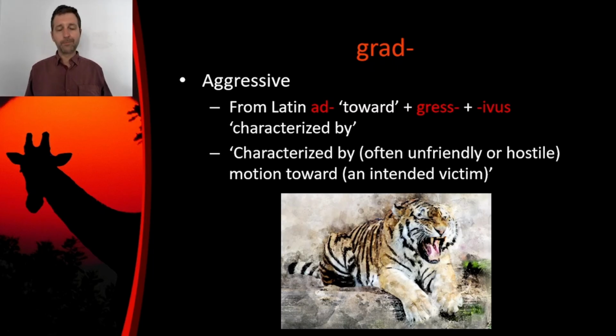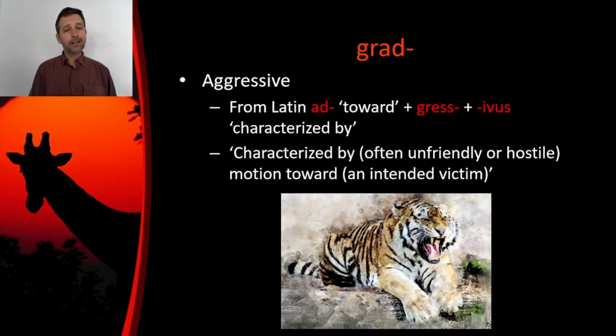Now, of course, characterized by motion toward could just mean anything, like if you're walking towards someone to greet them or say hello. Technically, that's aggressive based on the semantics, but of course, if you speak English, you know quite well that that's not what we mean when we use the word aggressive today. It's usually unfriendly or hostile movement towards somebody, and usually that somebody that is being moved toward is an intended victim, all right? An aggressive person who's moving towards somebody means to do something harmful to them, or if it's a predatory animal, eat them, attack them, whatever, right? And of course, this goes for other forms like aggression, all right?